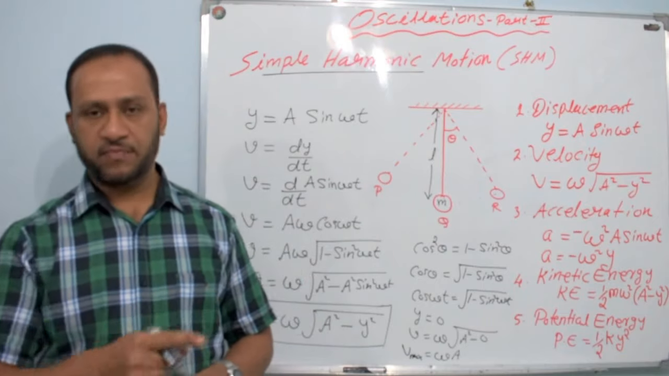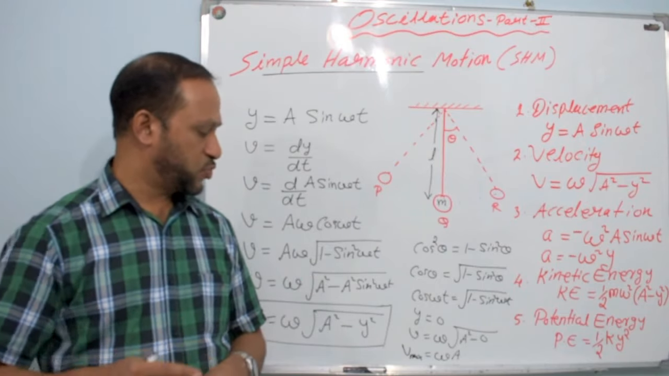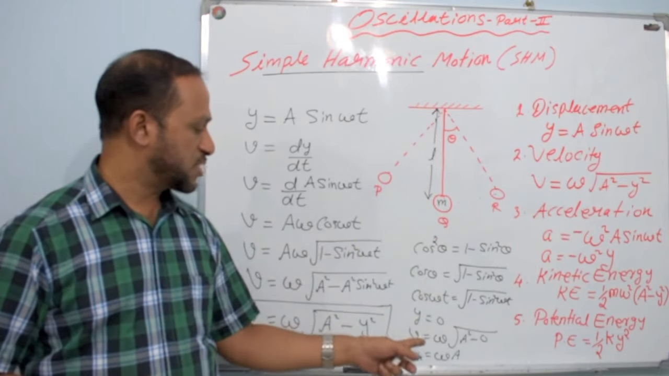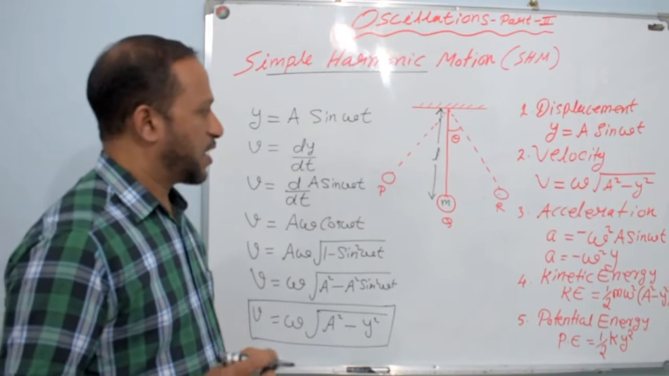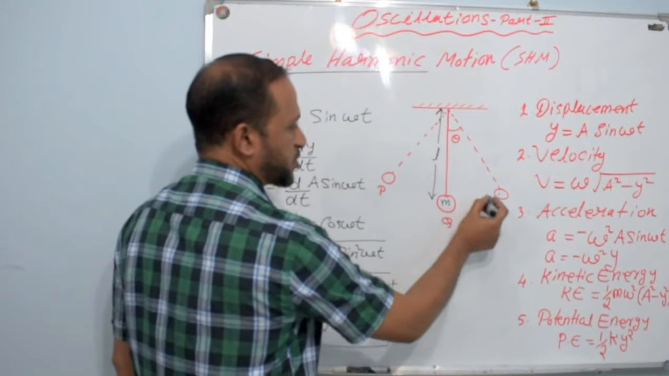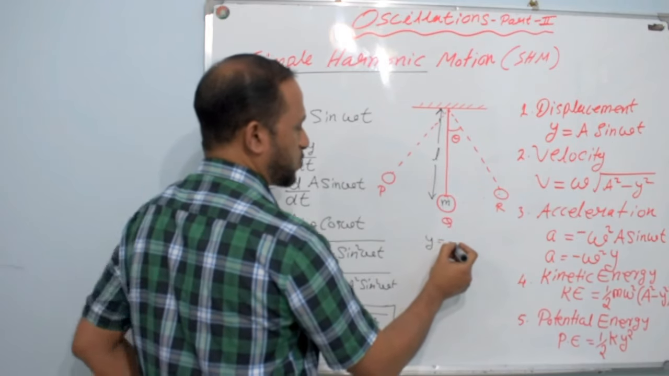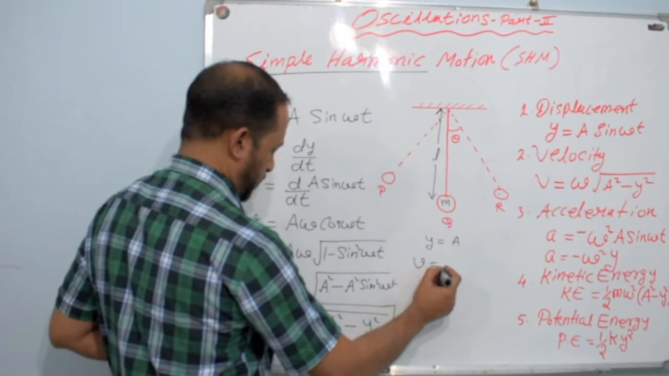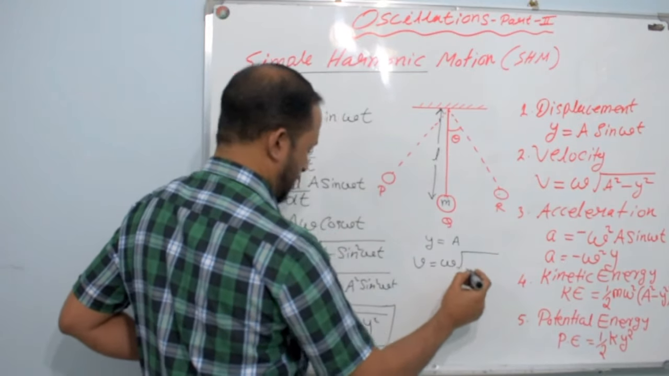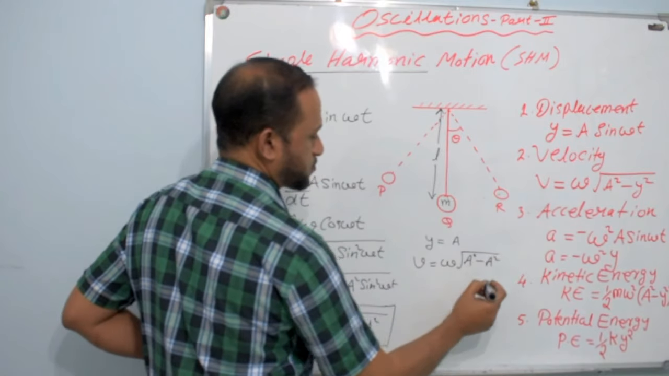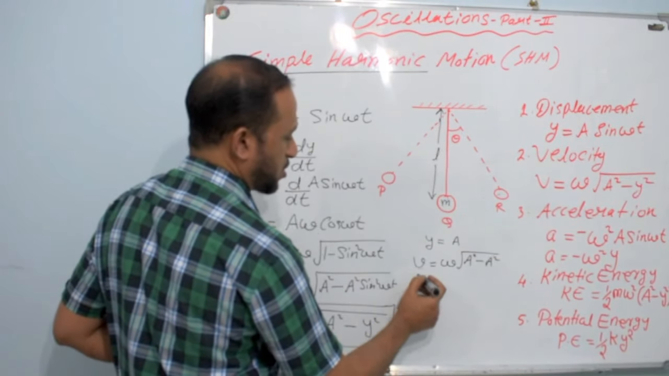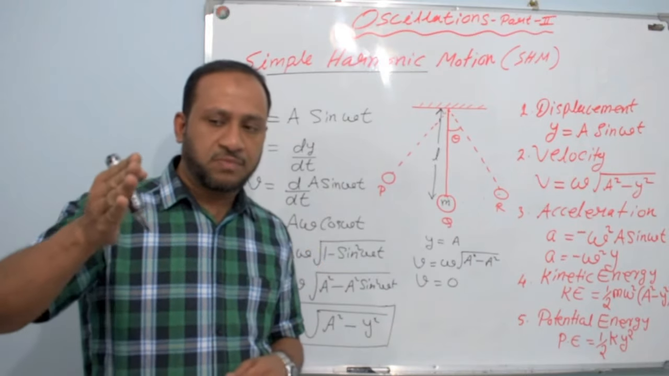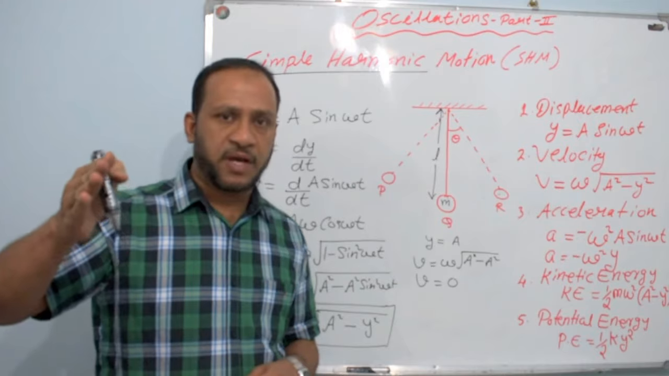So when a simple pendulum oscillates between two extreme positions, its velocity will be maximum at the mean position, equal to omega into a. Now, at the extreme position, when the bob reaches there, its displacement y is equal to a. Applying that in this equation, v is equal to omega into square root of a square minus a square, which is 0. It means at the extreme position the velocity of the bob becomes 0, it stops, and again it returns back.